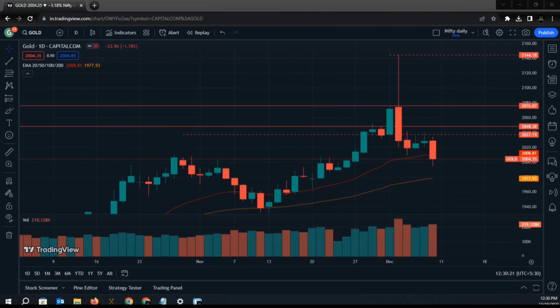Two signs to identify a good breakout. One, ideally, the market should consolidate for a few days near the previous all-time high and then give a solid breakout. Two, even if it's breaking out much earlier, it should be supported with good volumes and not below-average volumes like this. So, hope you learned something new today.